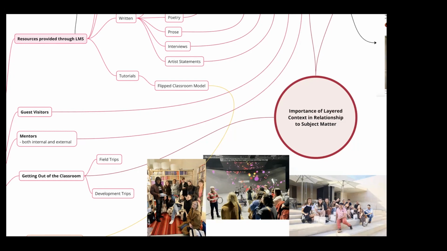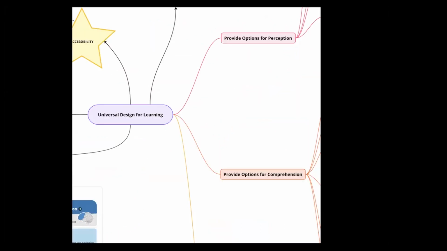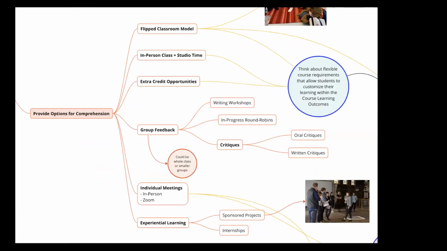All of these things are really about providing these layered contexts to what they're studying and relationship to the subject matter that they're studying. So providing different options for comprehension, and I won't go over all of these because of time, but again, I think this flipped classroom model gives a lot of flexibility in how we're teaching. Same thing with extra credit opportunities.